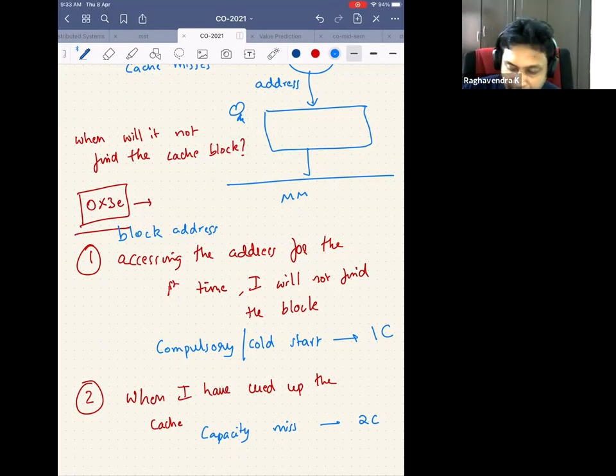So it might be like this. I might have two sets, set 0 and set 1. Maybe I'm always bringing a block here. I brought block 1 here, block 2 here. Let's say the CPU generated an address for B1. So I went to the main memory. It was a cold miss, a compulsory miss. So I could not do anything.